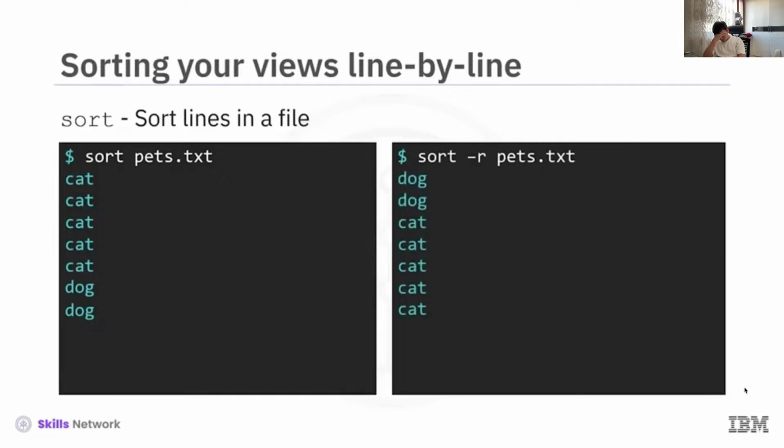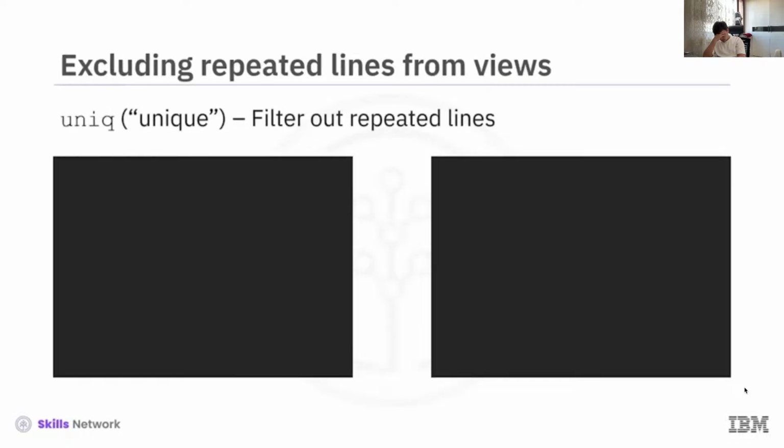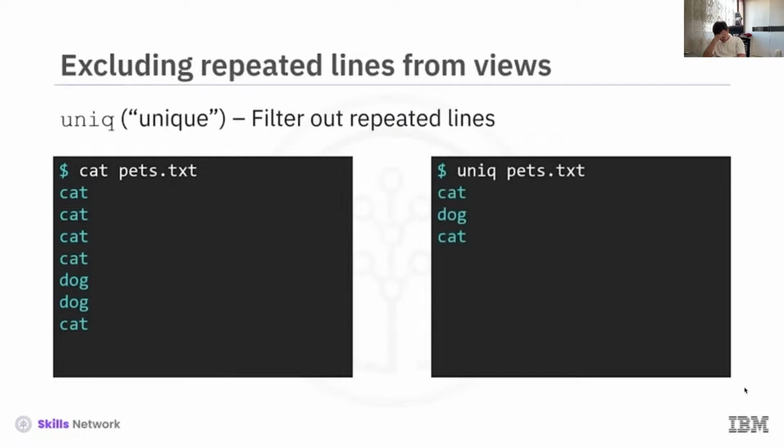If you enter sort -r pets.txt, you get back the lines sorted in reverse order, with the dog lines appearing before the cat lines. If you have repeated lines in your file, you can use the uniq command to filter out the repeated lines. Recall the contents of pets.txt by entering cat pets.txt. By entering uniq pets.txt, you get back cat, dog, and cat.